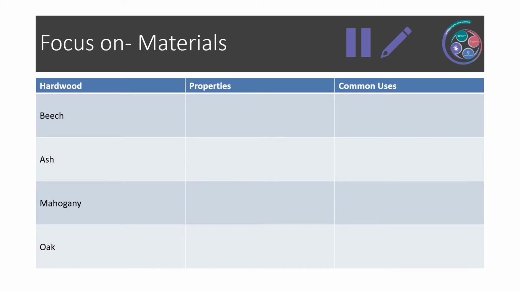Let's look at hardwoods now. You need to know beech, ash, mahogany, and oak. And again, these are the only ones that the SQA require you to know. I would suggest you pause the video at this point and copy this table down, adding the properties and common uses of each of these materials.